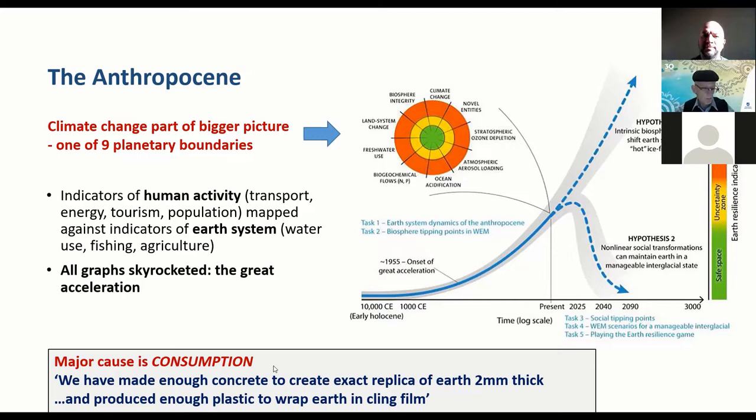And a professor who's one of the leaders of the research on the Anthropocene, Professor Will Steffen from Australia, said the major cause of the Anthropocene is consumption. And he also highlighted inequitable consumption. And he pointed out this statistic: we have made enough concrete to create an exact replica of planet Earth 2 millimeters thick. So can you imagine that? How much concrete to cover the whole globe? And also we produced enough plastic to wrap the Earth in cling film. So it's a huge problem.